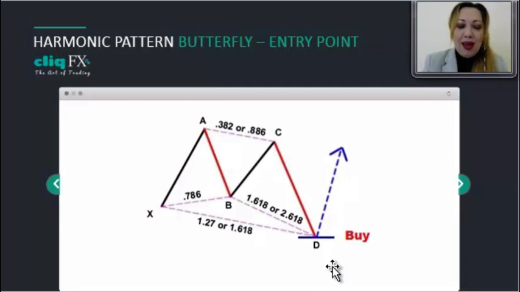So the second option of entering the market concerns this second way of trading. You can set up a pending order. In this case, it would be a buy stop at the trend line breakout. Where is this trend line supposed to be? The trend line is built on the highs of the CD segment.